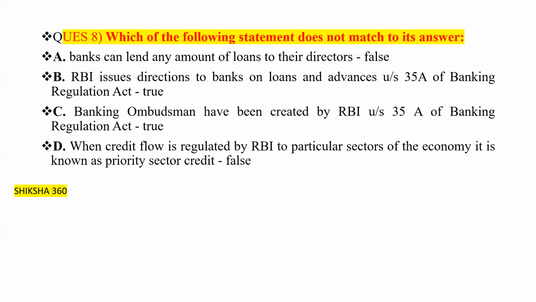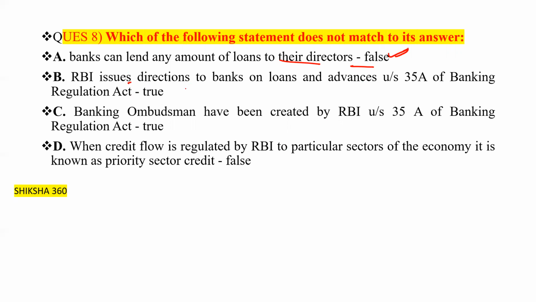Now move to the next question. Which of the following statements does not match to its answer, clear. Now we have to discuss all these options one by one. First one is, bank can lend any amount of loans to their directors. Whether this is false or true? This is false, clear. So this one is the correct one, because we have to find which statement does not match to its answer. This one is false.